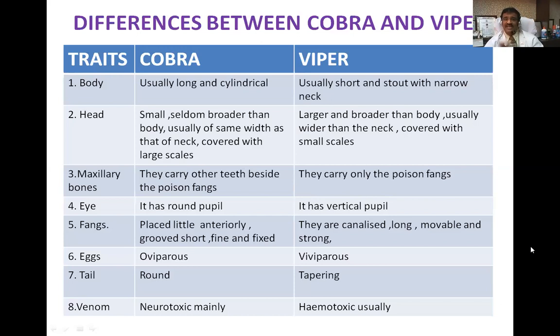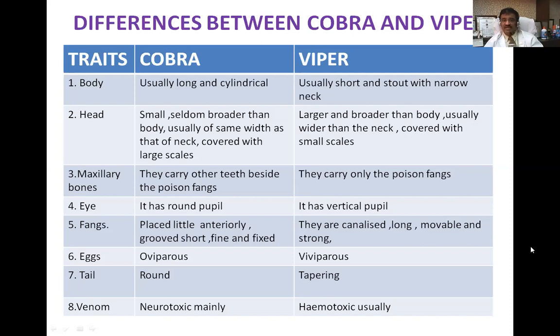The body of the cobra is long and cylindrical, and the viper's body is short and stout, so it is fat, and the cobra is slim. The head of the cobra is small, and the head of the viper is large and broad. The maxillary bone carries other teeth besides poisonous fangs in the case of the cobra, whereas in the viper there are only poison fangs, mostly up to 1.5 centimeters long. The pupil of the eye in the cobra is round, in the viper it is vertical.